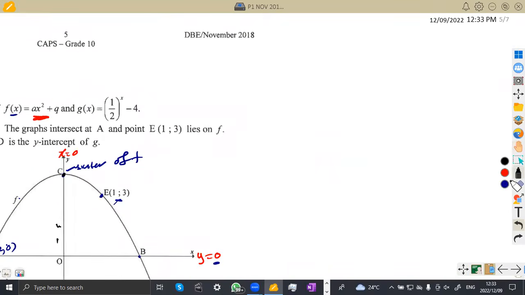All right, so this is 5.32. So like I said, we are going to substitute now the values of a. Our a was equivalent to negative 1, and our q was equivalent to 4. So we are going to substitute into our f of x so that we can find the point C. So a is negative 1, which is negative x squared, plus q, which is 4. So C is the y-intercept, where we know that on the y-axis, x is equal to 0. So if x is equal to 0, that means y is equal to 4. So the point C is actually (0, 4).